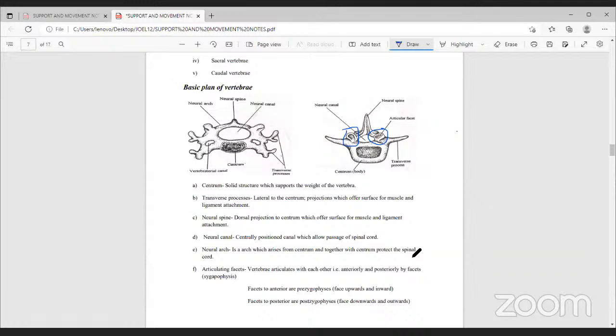Then we have another line under articulating facets. You say the facets on the posterior end are post-zygapophysis. Usually they face downwards and outwards. Bracket that.